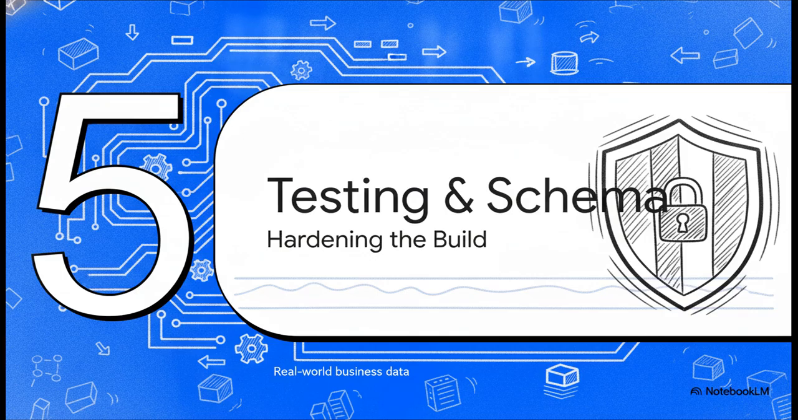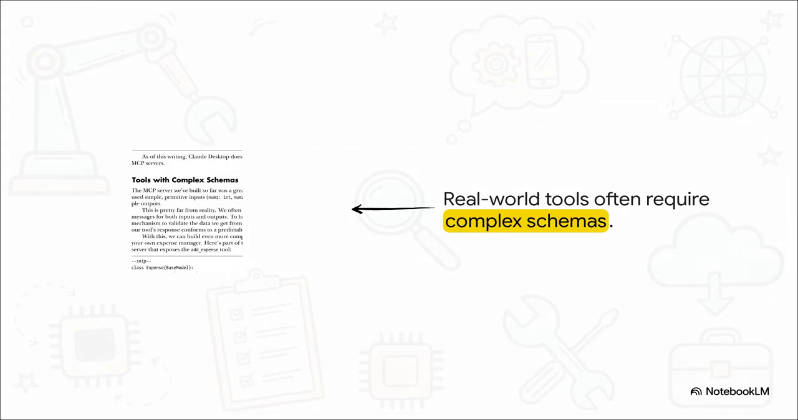And finally, Section 5. Testing and complex schemas, hardening the build. For our final section, we absolutely need to ensure our newly built tools can survive the harsh complexity of real-world business data. Up until now in our conceptual journey, we've talked mostly about really simple inputs, right? Like passing a basic string or an isolated integer to a calculator tool. But welcome to the reality of enterprise software development.